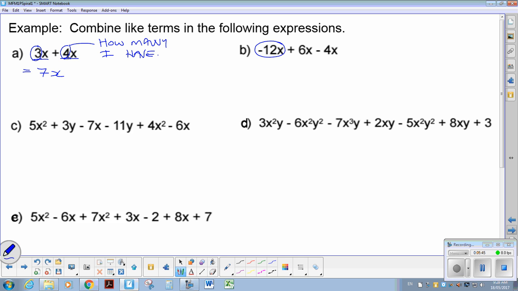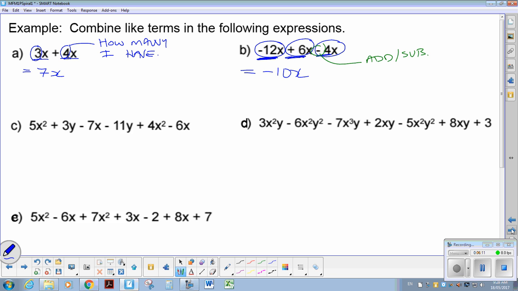That's a like term with these two. They all have x's. How many do I have? Well, I have negative 12 plus 6. So that gives me negative 6. Take away 4 gives me negative 10x. So those signs tell us add or subtract. All right, so it's telling me what to do with the numbers.